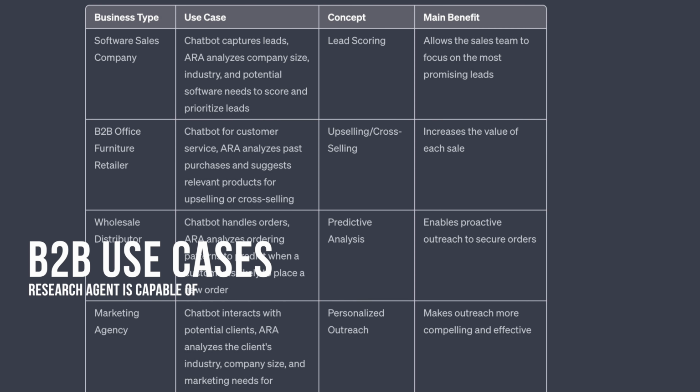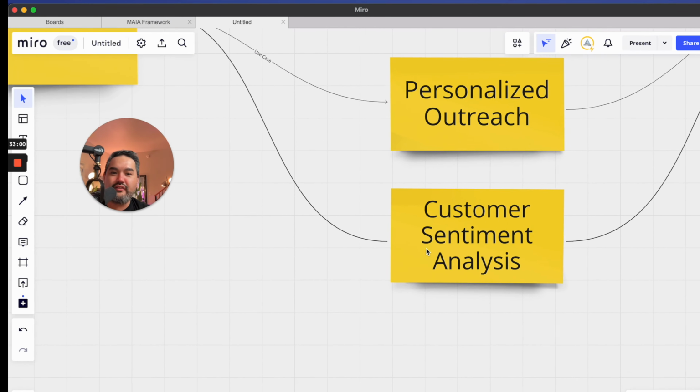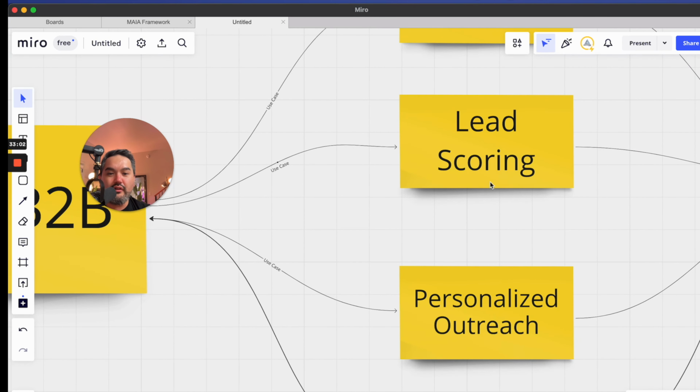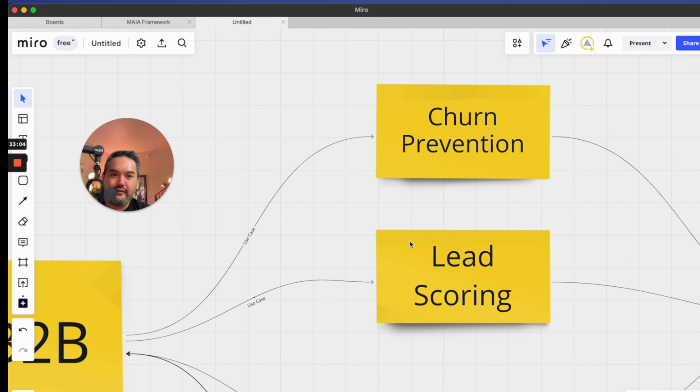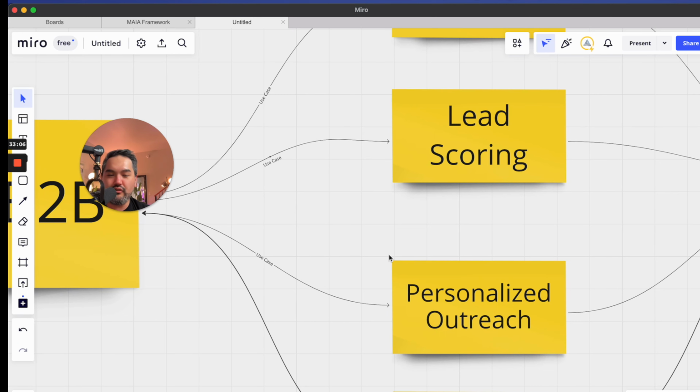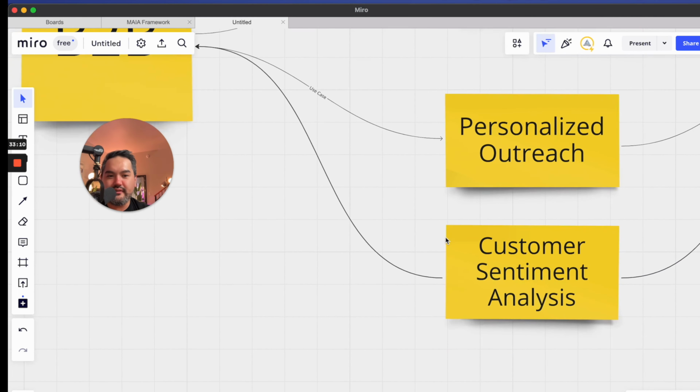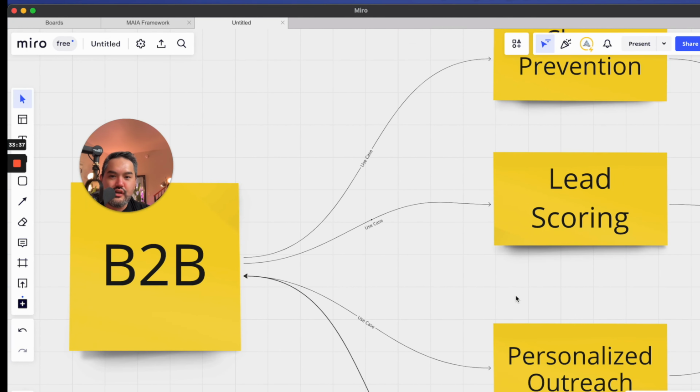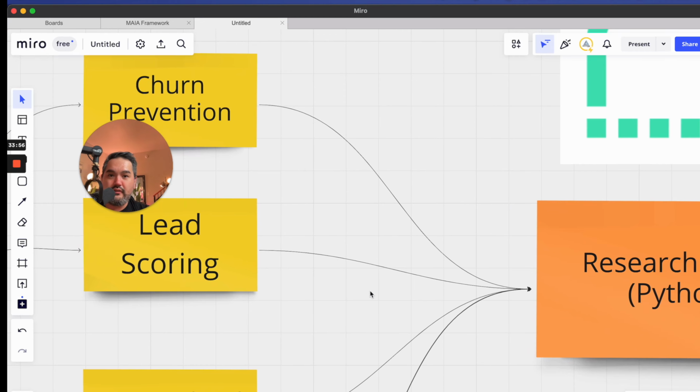Okay, so in this case, you could also apply it to B2B. You could do churn prevention, lead scoring, personalized outreach, customer sentiment analysis. All of these functionalities are big departments or big cost centers in a lot of businesses. For B2B, research agents are huge. I think there'll be a big shift in the business space. You basically just change the prompts, change the custom tools they're using.